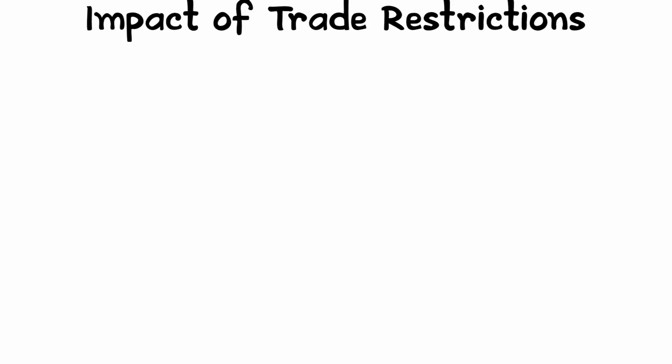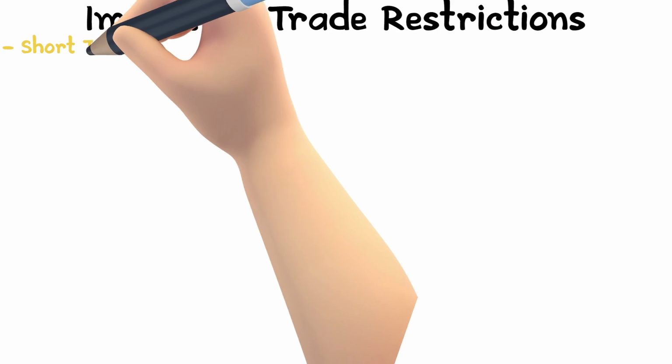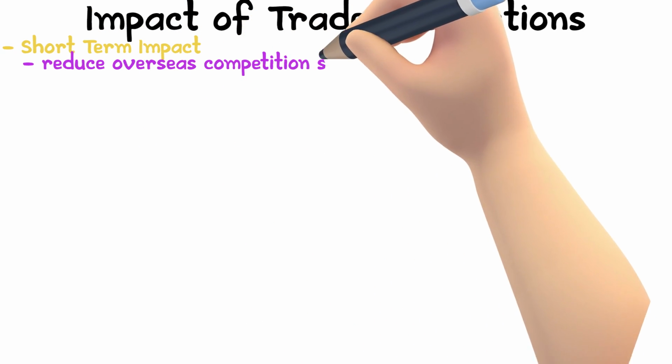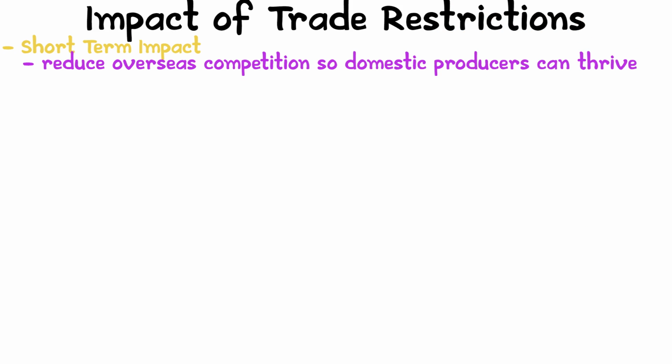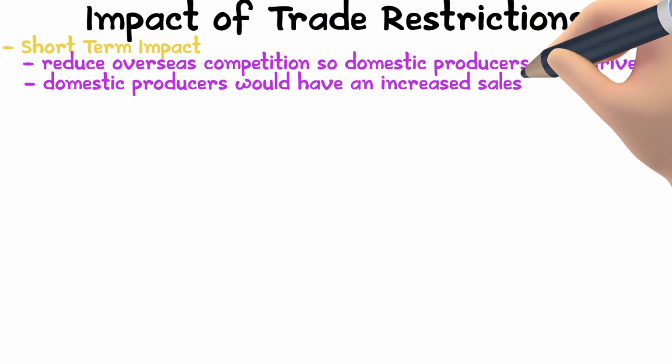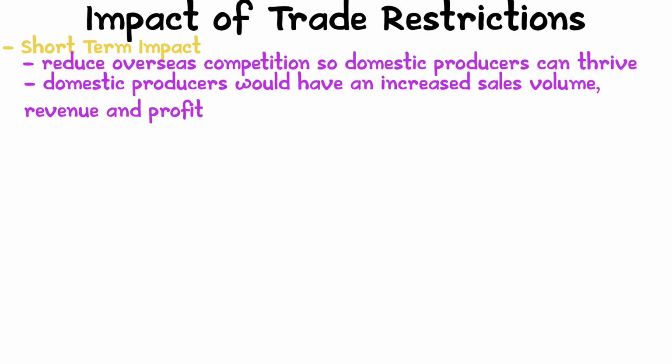Impact of trade restrictions. Short-term impact. In the short term, trade barriers reduce overseas competition, so domestic producers can thrive. If tariffs are imposed, domestic producers would have an increased sale volume, revenue, and profit. When quotas are imposed, the import quantity is reduced, which allows domestic producers to fill in the gaps of demand.